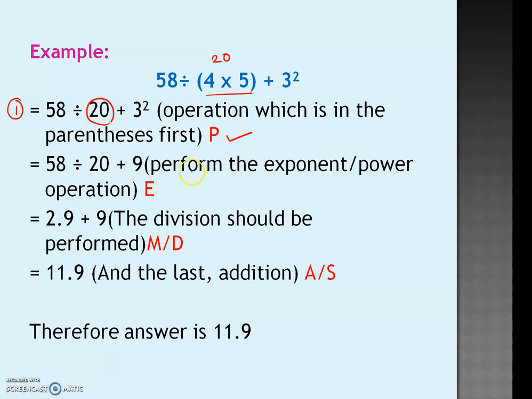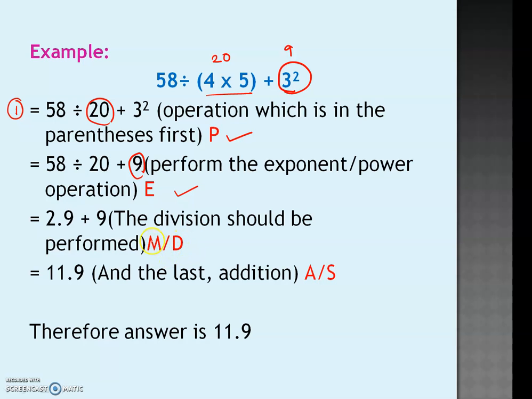After P, the exponentiation takes the next priority. So where is the exponentiation part? Here. What we have to do is apply the concept of exponent, and the answer turns out to be 9. So replace that 9 in the expression. Finally we have 58 divided by 20 plus 9, followed by M or D.